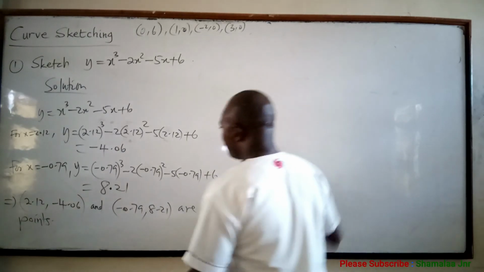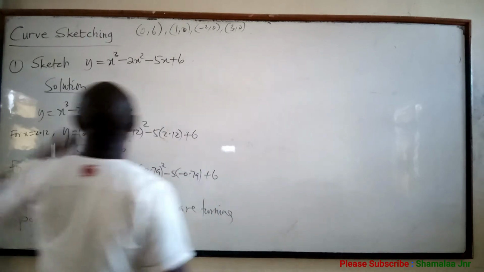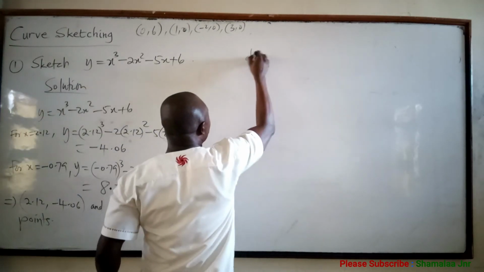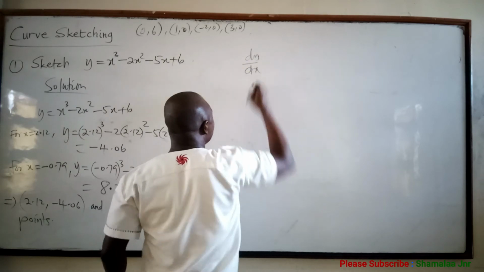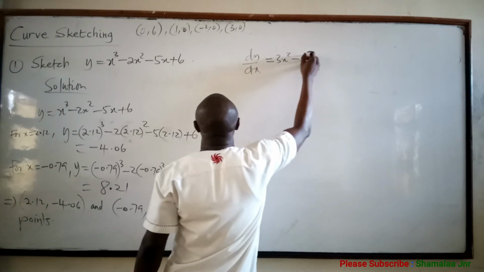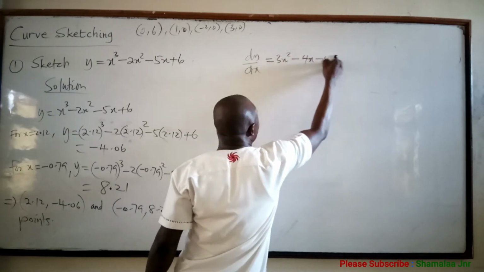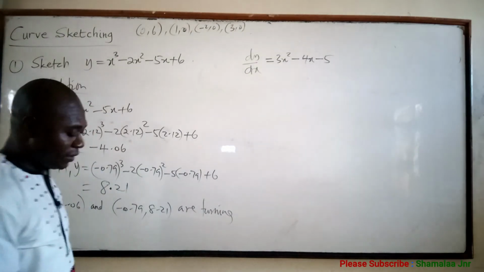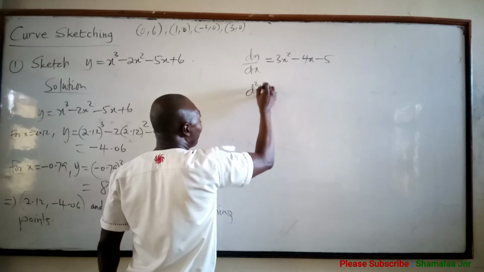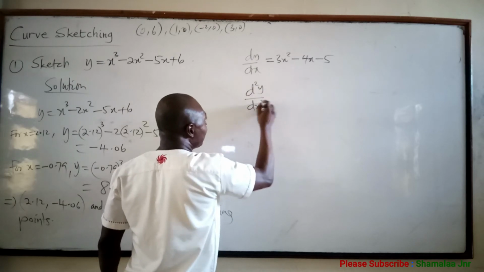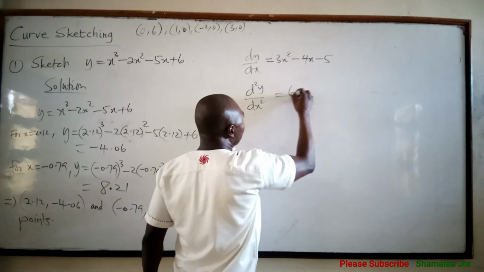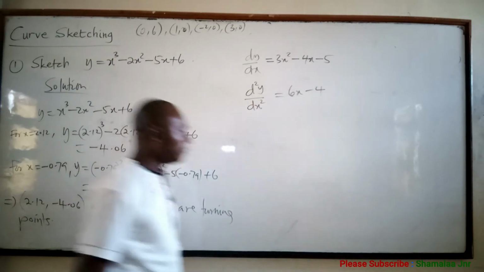Okay, so let's do it this way. So this is the y. When you found the dy/dx, don't forget when you had 3x squared minus 4x minus 5, isn't it? So to find the d squared y by dx squared, we are going to differentiate this one.